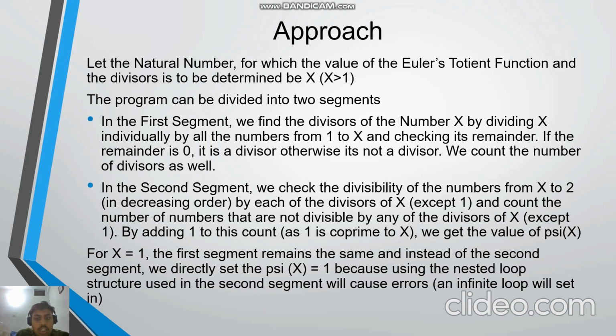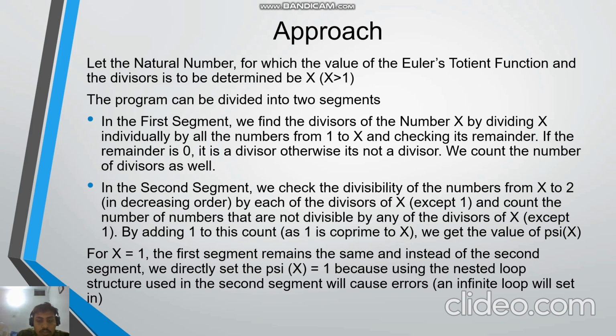In the second segment, we check the divisibility of the numbers from x to 2 in decreasing order by each of the divisors of x except 1, and count the number of numbers that are not divisible by any of the divisors of x except 1, because 1 is also a divisor of x. By adding 1 to this count, as 1 is always co-prime to x, we get the value of psi x.